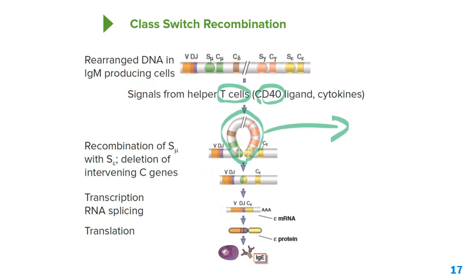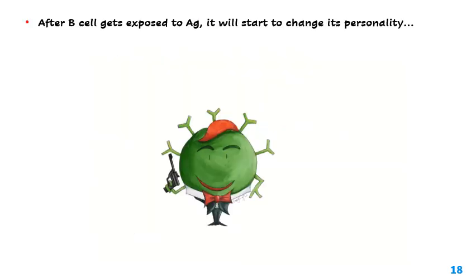Okay, so that's the purpose of this slide here. You see that this class switching here got close to the constant region that is constant epsilon. So the type of antibody that this cell is going to make is going to be IgE. Okay, and IgE is a monomer. So remember your antibodies.